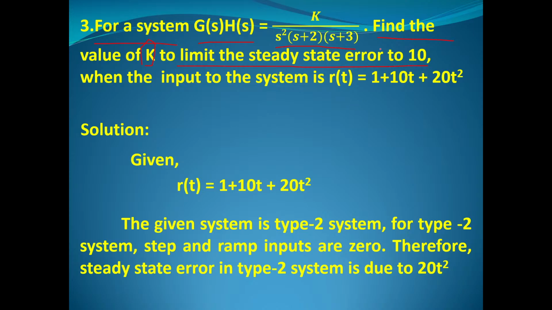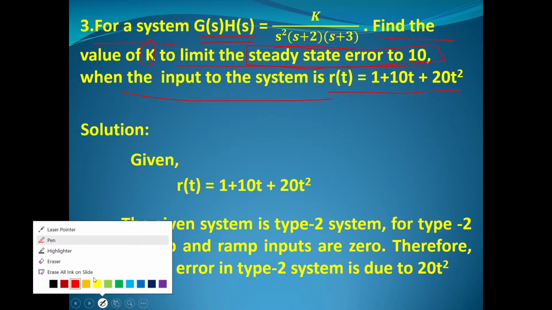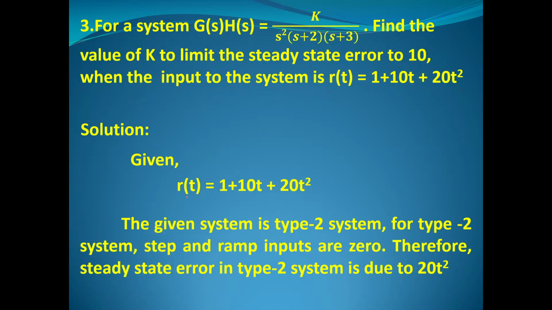So steady state error is how much? ESS is given, that is 10, when the input to the system is R of t, that is 1 plus 10t plus 20t square. So this is what is given. The input is given, steady state error is given, and the loop transfer function is given. You have to determine the K value. This is the question.